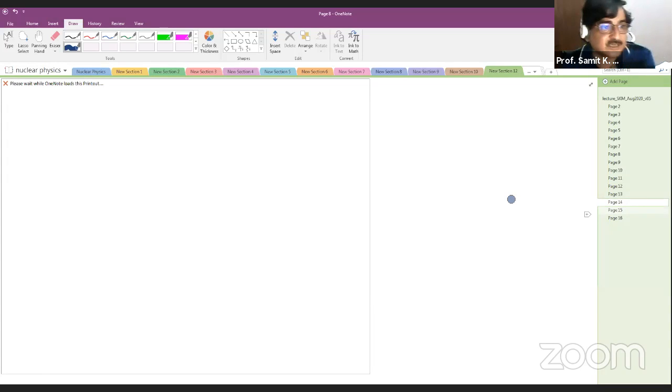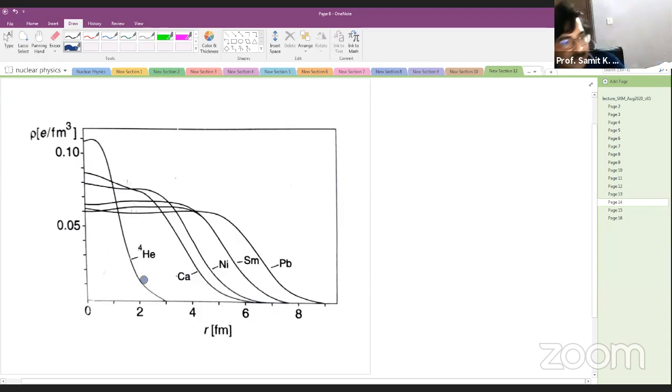Yeah. This is the charge distribution from the electron scattering experiment. What you can see is the electron hitting helium, and you get the distribution like this. If you go to heavier elements, like calcium to lead, for calcium, nickel, samarium, we can see how the distribution looks. This is the charge distribution.